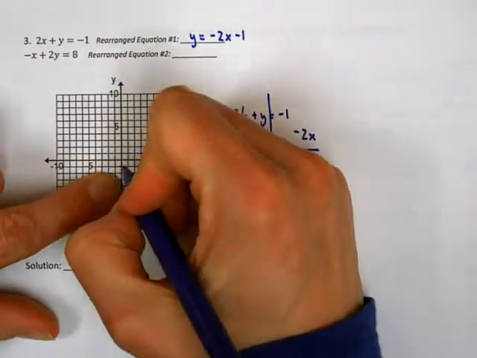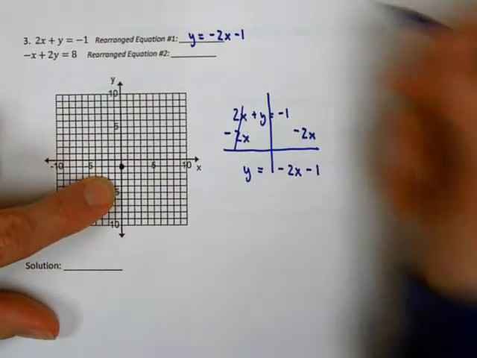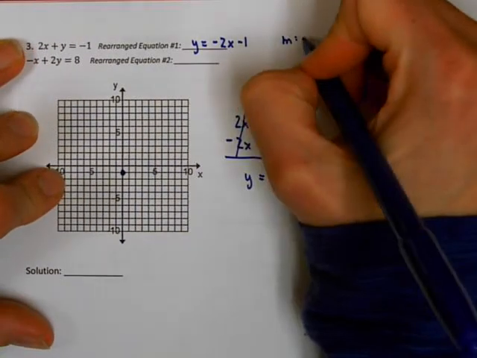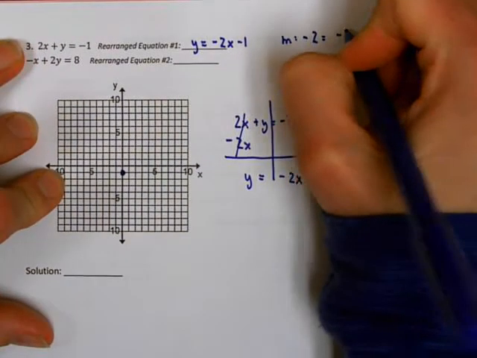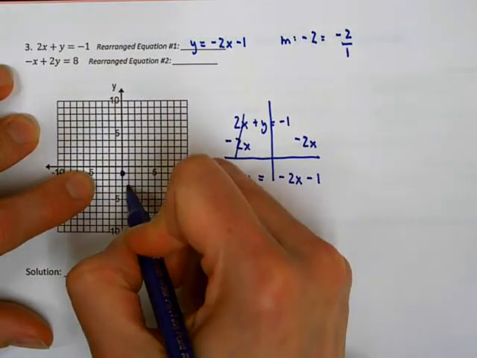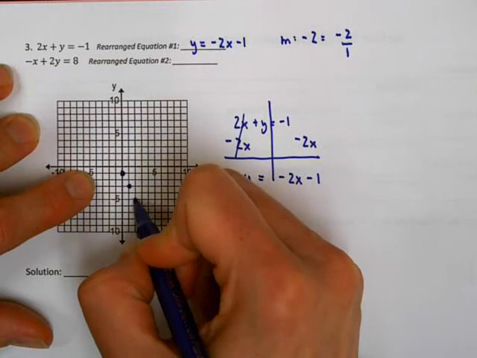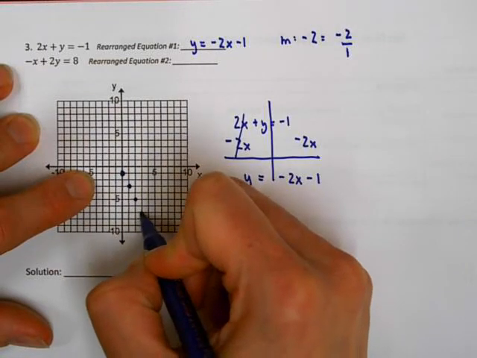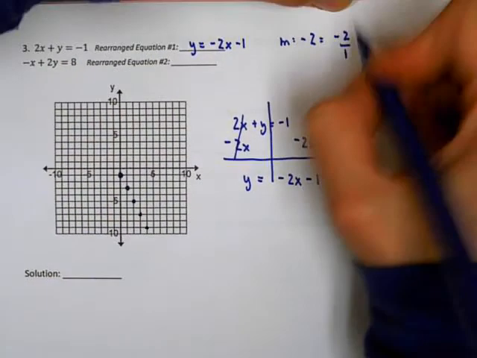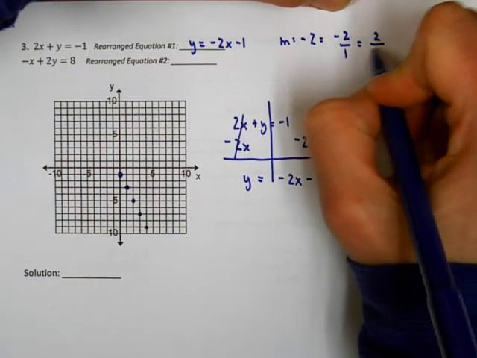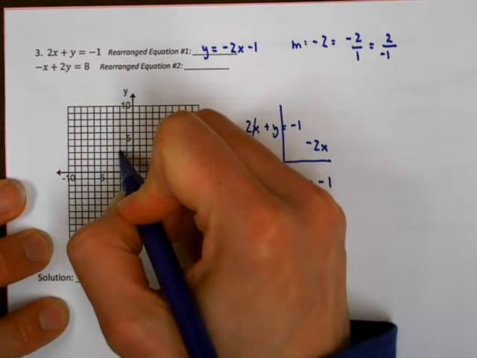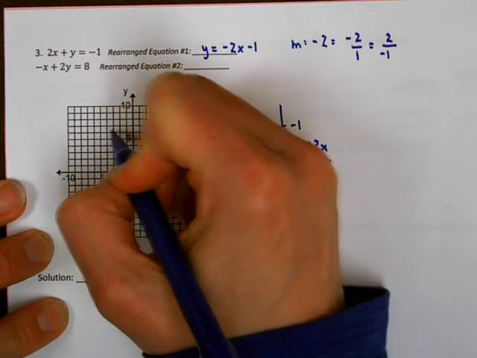So my y-intercept is negative 1. I know my slope here is negative 2, which is negative 2 over 1. So I'm going to go down 2 and right 1. And again, I'm going to keep that same pattern of down 2, right 1, all the way along. Negative 2 over 1 is the same thing as 2 over negative 1, so I could also go up 2 and left 1. That's how I'm going to fill in these points here.